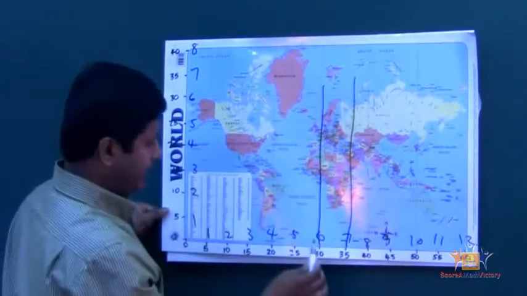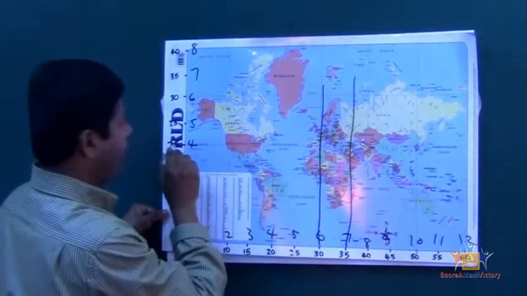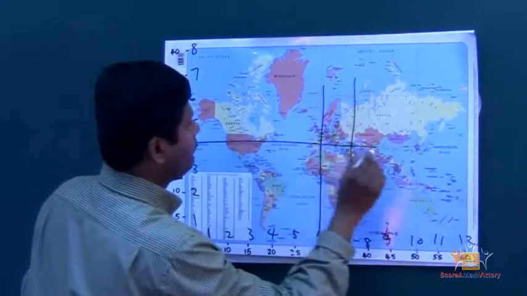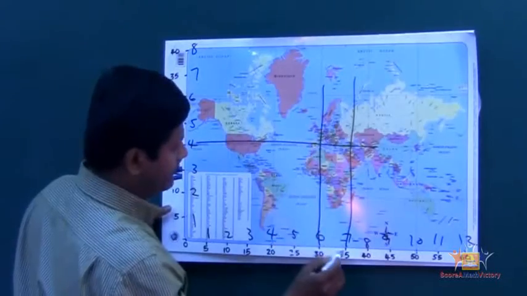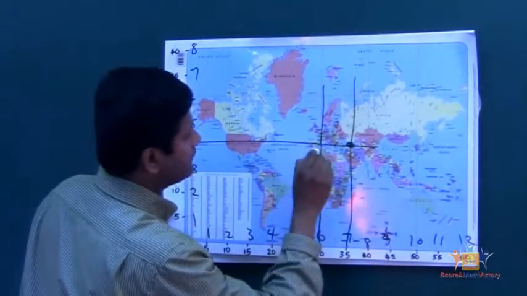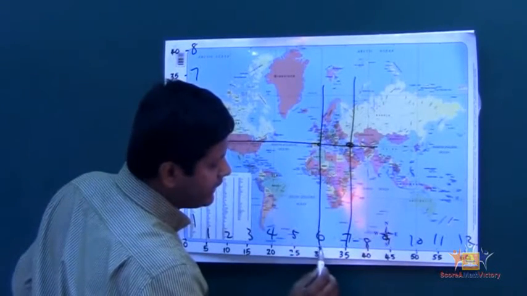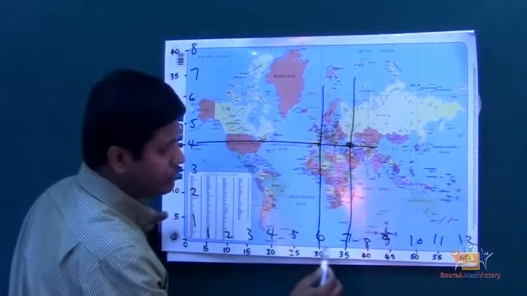Now look at that. If I were to say 6 and 4, see that it fell somewhere else. If I say 7 and 4, also falling somewhere else. See that? So now I need a finer scale in between these two points.